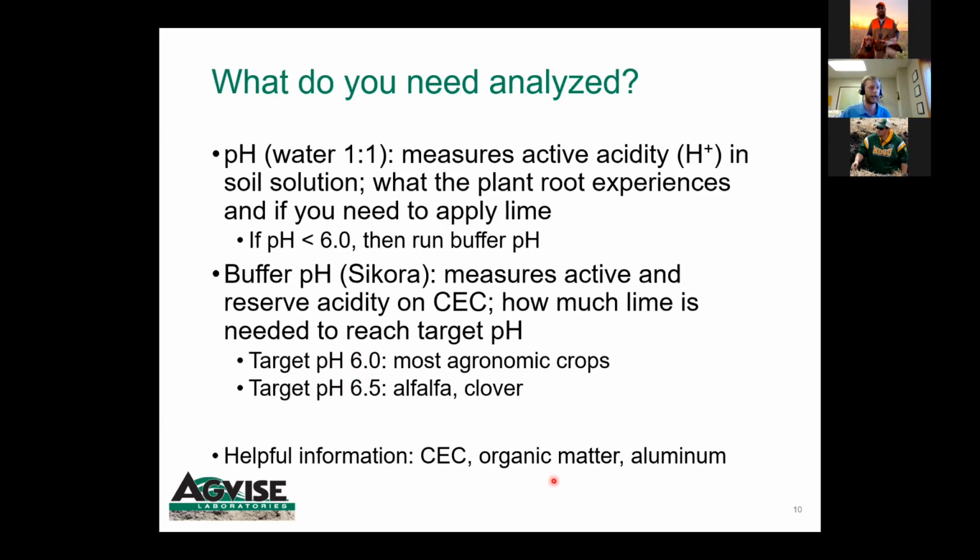Some other helpful information that can be analyzed on these soil samples is the cation exchange capacity, the CEC, as well as organic matter and aluminum. But the main two, if you're going to need to keep your costs down, are pH and buffer pH. The other information helps us sort out some of the details in figuring out if we really need to apply lime today, like if we have a lot of aluminum that shows up on the test.